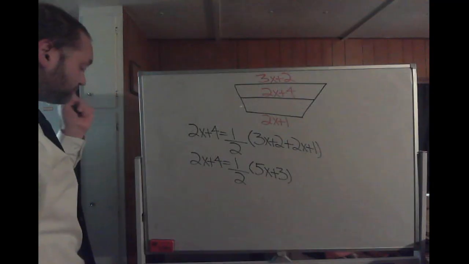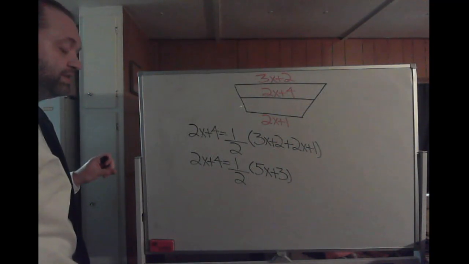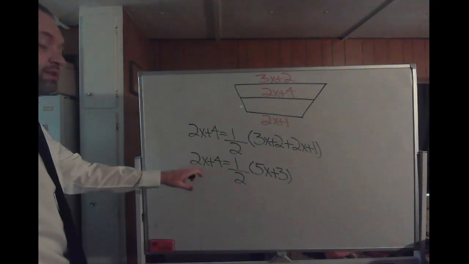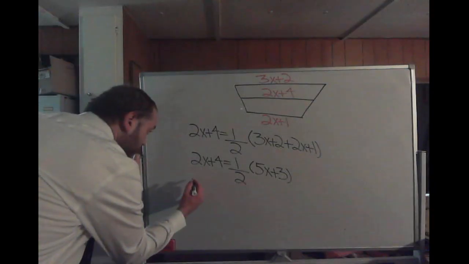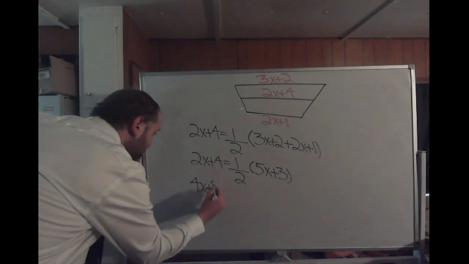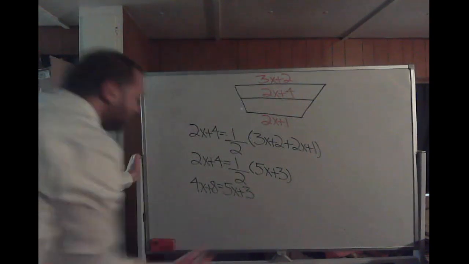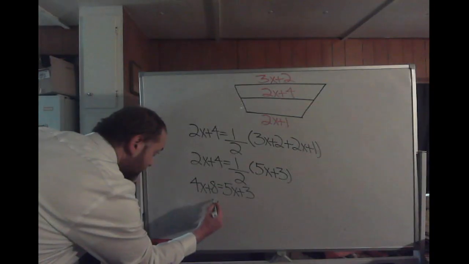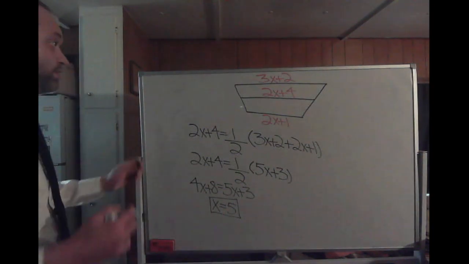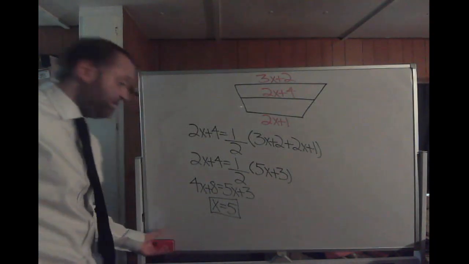Well, I think it's safe to say again, no one likes fractions. So multiply both sides by 2. You'll have to do the distributive property on the left if you do that. That should then end up giving you 4x plus 8 equals 5x plus 3. Which then to finish should just give you that x equals 5. So the value you're looking for with this trapezoid for x is that x would equal 5.